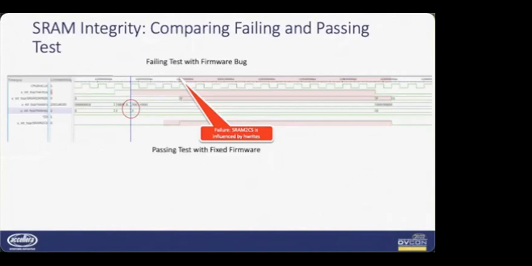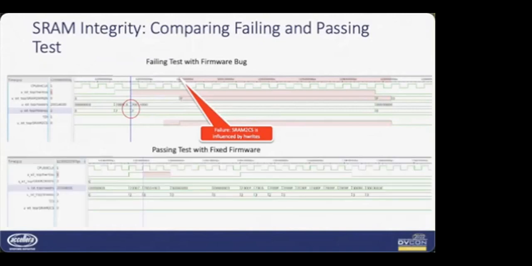Now, if we examine the passing test with the fixed firmware, we find that we're still shading and tracking the HWrite-S, but now that request from the CPU does not translate into the HTrans bus. So now we have verified that after the firmware fix, the write request to SRAM2 is not made by the ARM core. Thus, I want to emphasize here that Radix can find firmware bugs that can affect the functionality of the hardware.